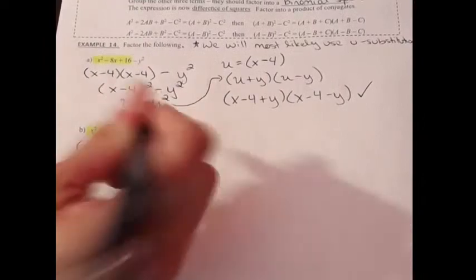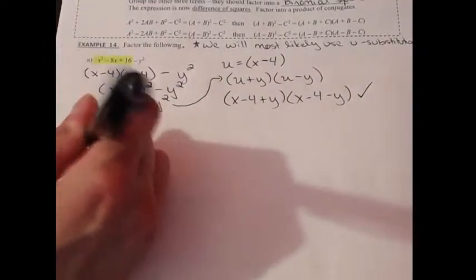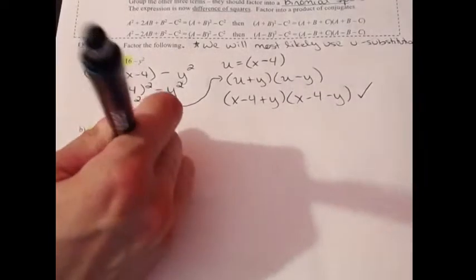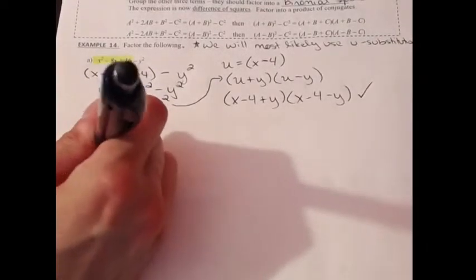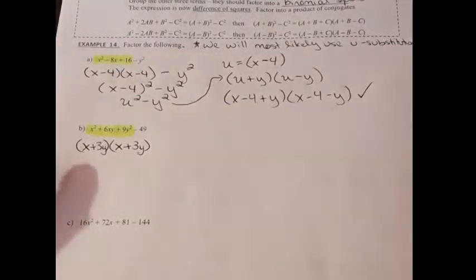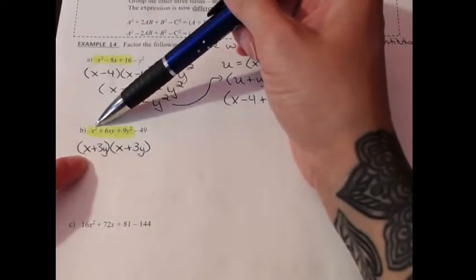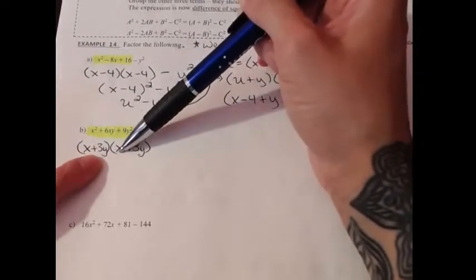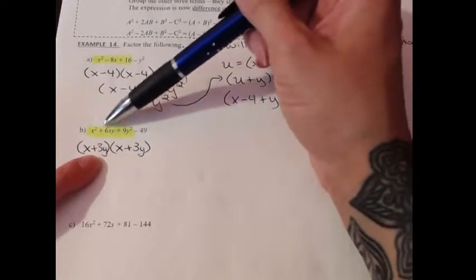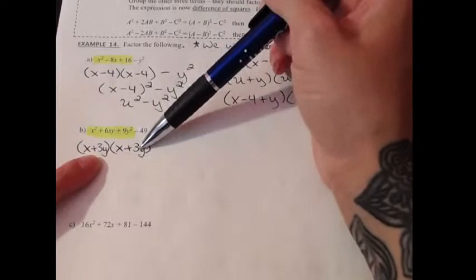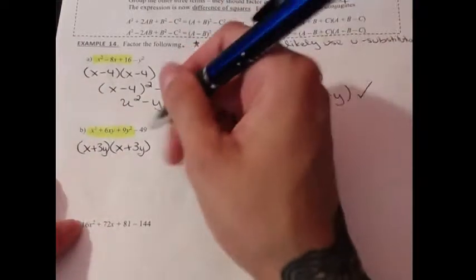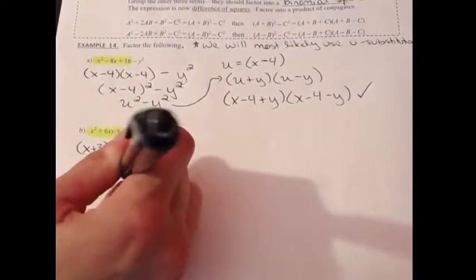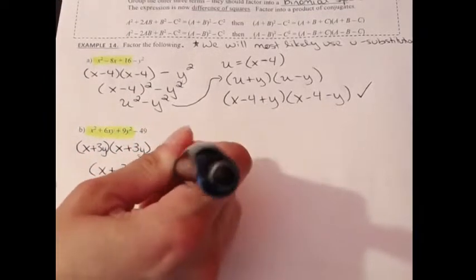This is, in fact, a perfect square trinomial. So x squared breaks down into x times x. Our signs are the same. They're both positive. 9y squared breaks down into 3y times 3y. Always double check. X times x is x squared. X times 3y is 3xy. 3y times x is 3xy. 3xy plus 3xy is 6xy. 3y times 3y is 9y squared. Perfect. And then, of course, we have minus 49. Let's rewrite this as x plus 3y quantity squared minus 49.